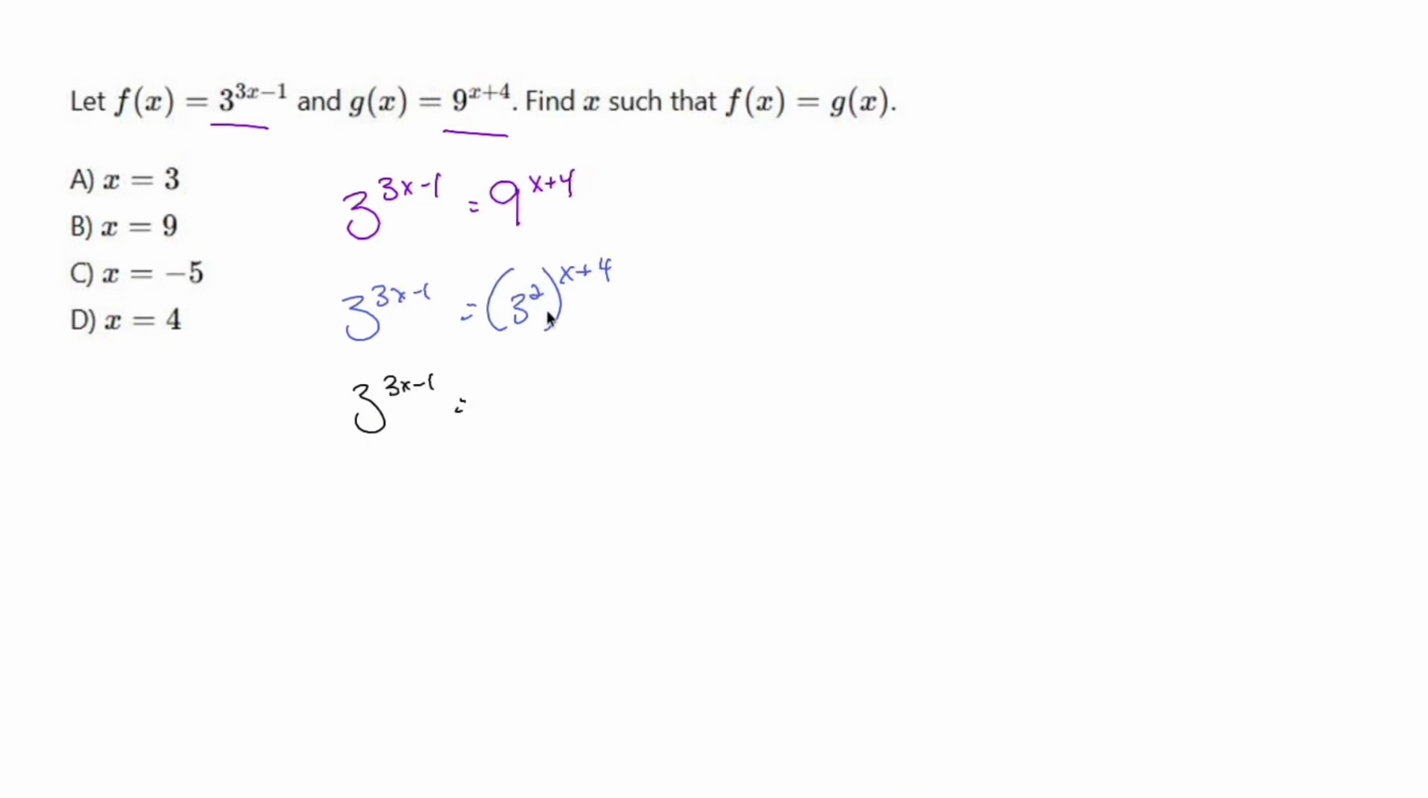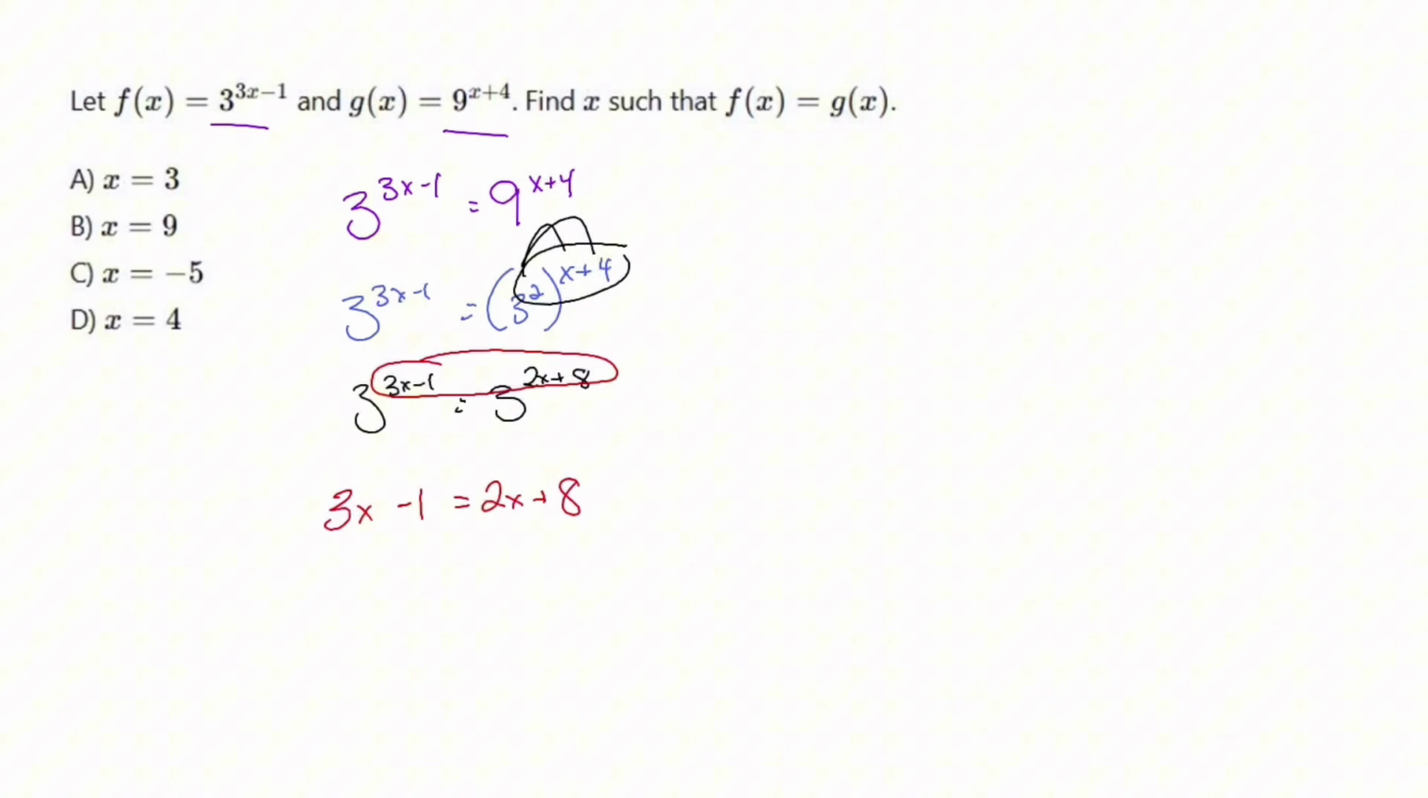But on the right, when you have a power taken to another exponent, you multiply exponents. And when you multiply 2 times x plus 4, that's distributive property. So 3 to the 2x plus 8. Now that we have a 3 to the stuff equals 3 to the stuff, we could set the stuffs equal to each other, leaving us with 3x minus 1 equals 2x plus 8.